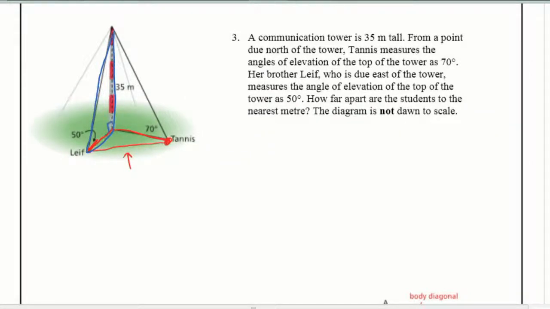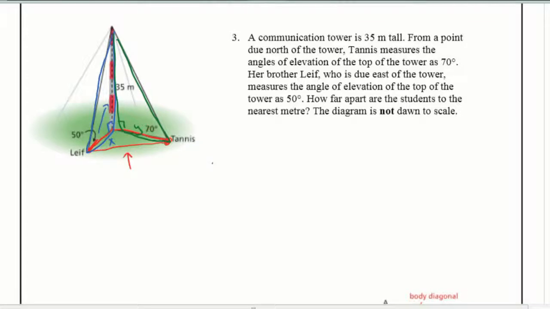It's a 90-degree angle down here. I can use the blue triangle to figure out the length of this bottom piece. Maybe we'll call it X. And then I can use the green triangle here to figure out this bottom piece, and we'll call it Y. And from those two, I can figure out the distance those two are apart. So let's maybe start with the blue triangle first.